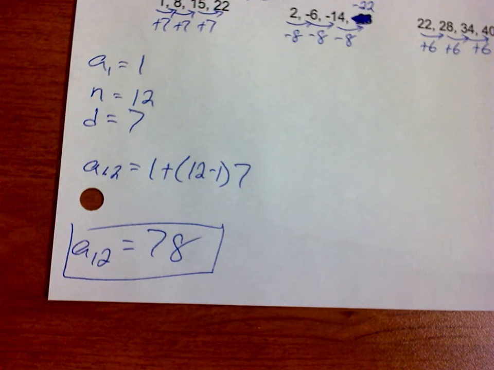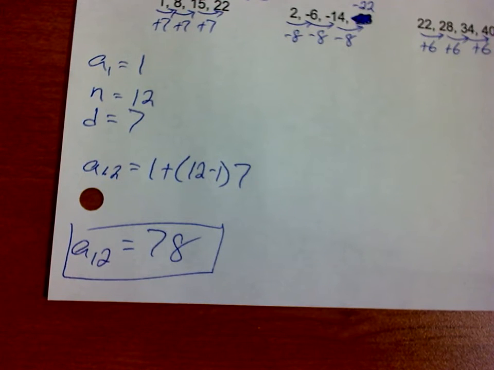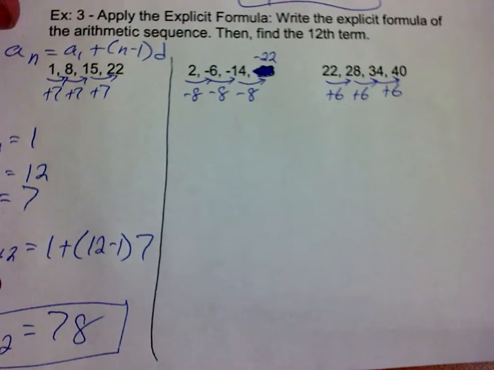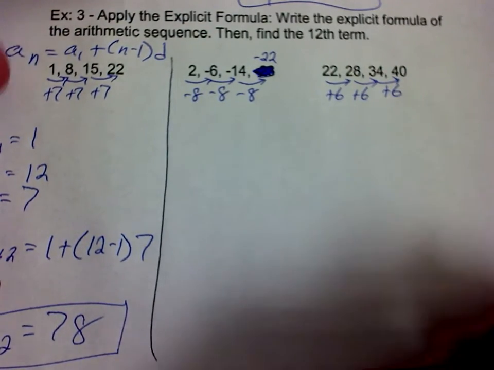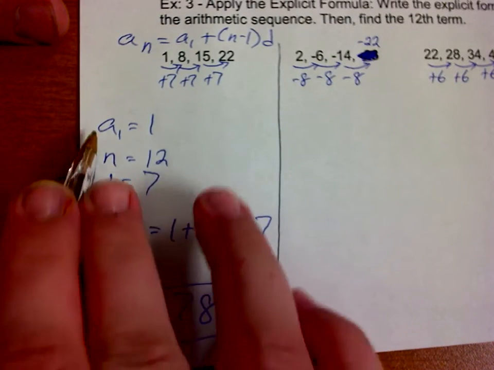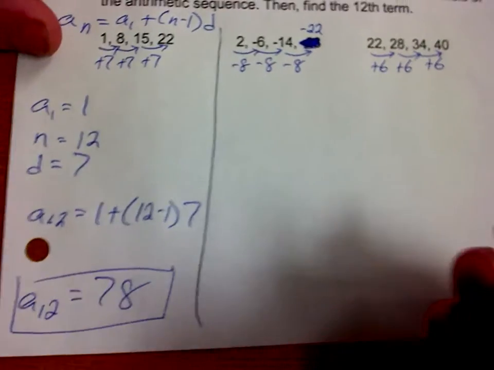Once again, a lot quicker than if we would have had to use the recursive formula. Okay? All right. If you want to try these next 2 on your own, go ahead and pause the video and try them. Otherwise, wait a moment. Okay? And these ones, we're going to do the same thing. We're going to find our a sub 1, n, and d, plug them in, and evaluate.